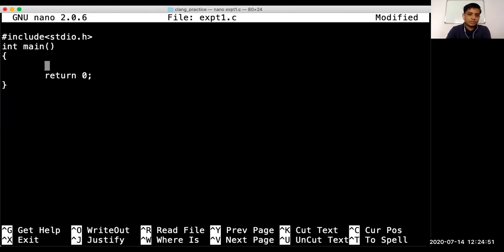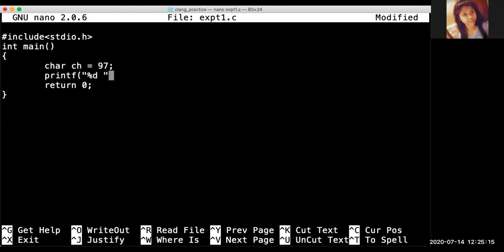Now the very first program that I want to share with you is a printf. Tell me what is the result here, percentage d. One variable I'm using, a character ch is equal to 97, and printf percentage d, ch. If I'm trying to run this program, what is the output?